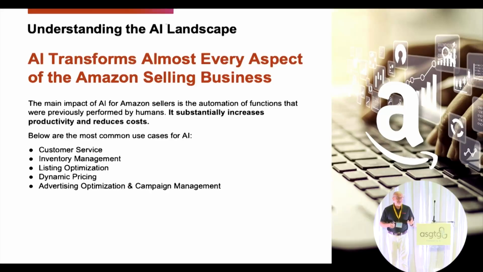Listing optimization is probably the most trivial application of all. It basically runs ChatGPT and helps take certain information and create your listing. So this is probably the most known, the most trivial application of the AI.